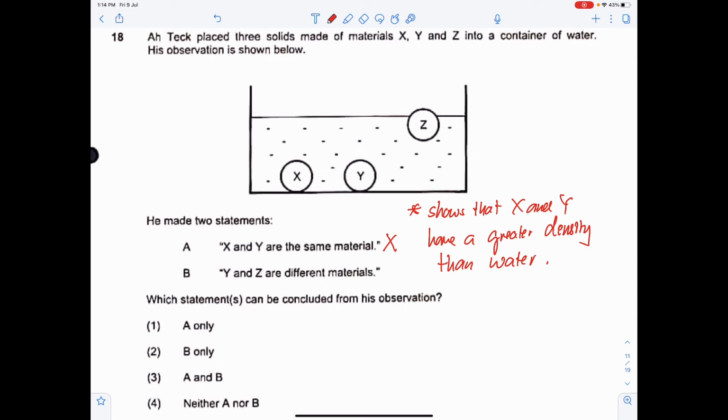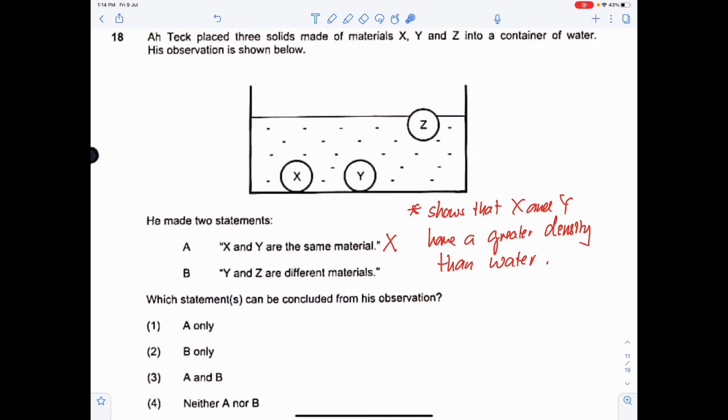If you have 2 different types of metal, one is gold and one is silver, they both are different materials, but they both will sink. No doubt about it. Okay, simply because they both have a greater density than water.